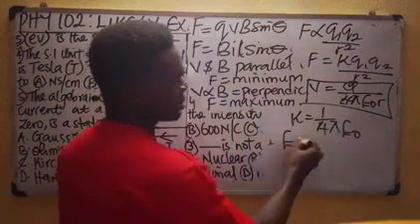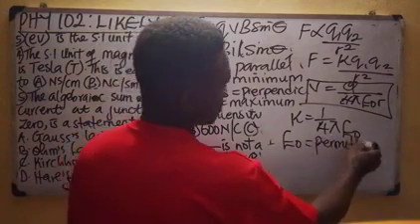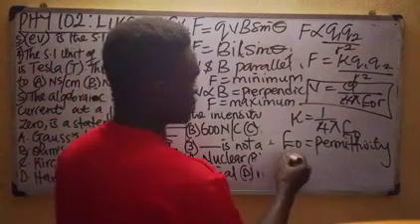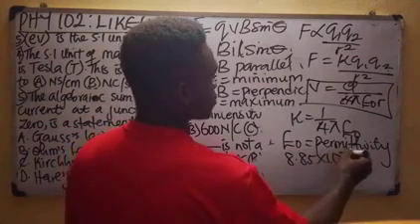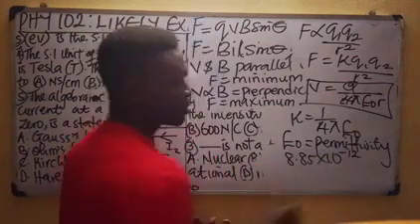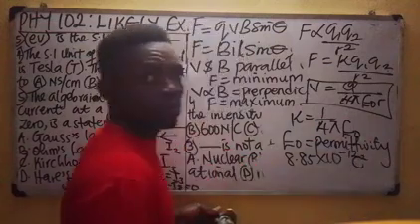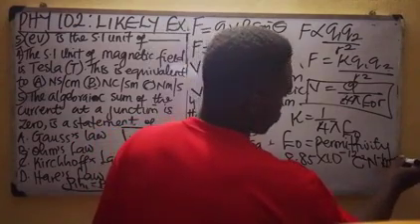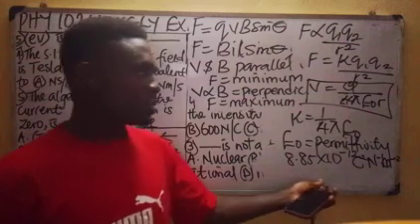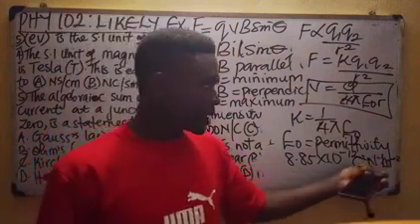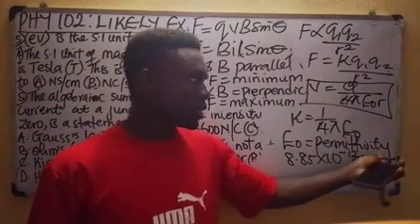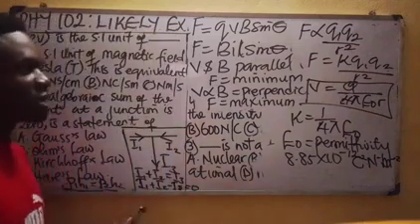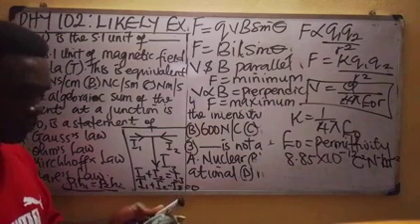Then epsilon naught stands for permittivity in free space. And epsilon naught has its value as 8.85 times 10 to the power minus 12 Coulomb squared per Newton per meter squared. So take note of that. The statement is attributed to Coulomb's law of electrostatics.